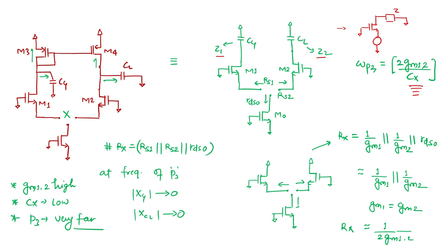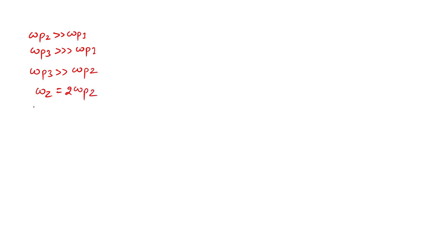So what is the pole frequency? What we have seen from here is that omega P2 is much greater than omega P1, and omega P3 is much greater than omega P1, because omega P3 is also much greater than omega P2, or I will say omega Z is equal to 2 omega P2. That is the thing we have seen.